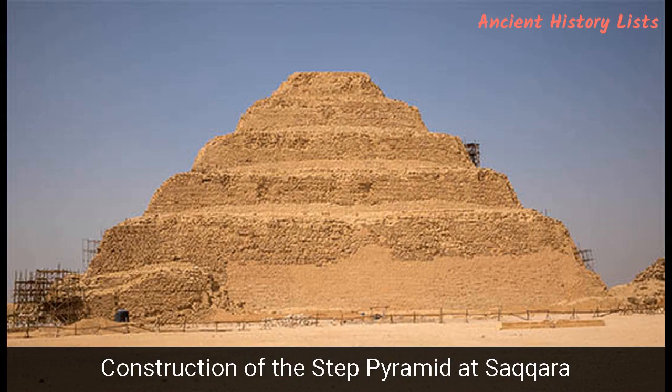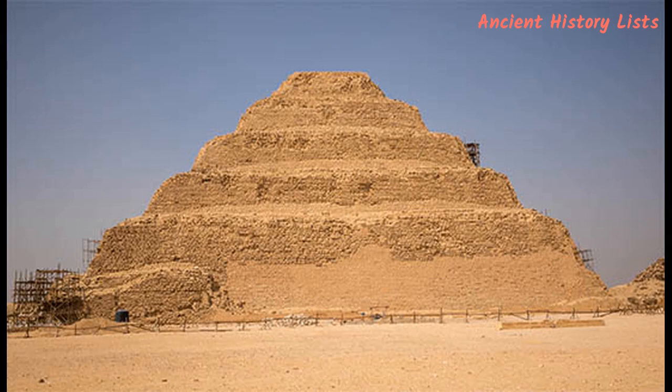Number 2. Construction of the Step Pyramid at Saqqara. The word Saqqara in Arabic refers to an ancient burial ground for Egyptian pharaohs. The Step Pyramid was built for this very purpose and served as a tomb for the pharaoh Djoser. It is the first of the Egyptian pyramid structures.